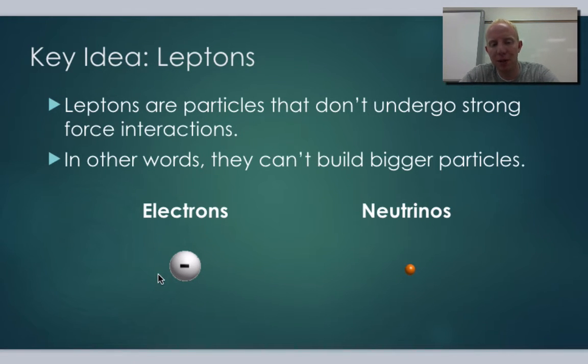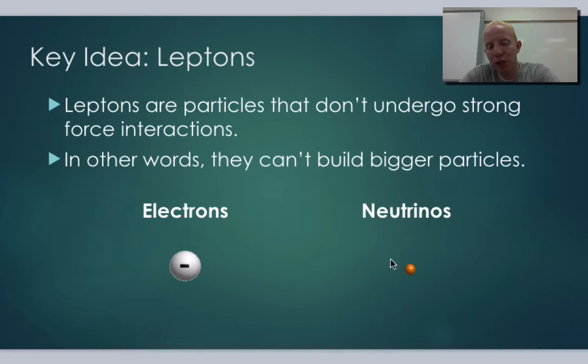They kind of just hang out by themselves, which is why electrons hang out by themselves, because they're a lepton. They are a fundamental particle. There's nothing that makes up electrons. And then neutrinos are also leptons. They are very, very small particles that are very hard to detect.